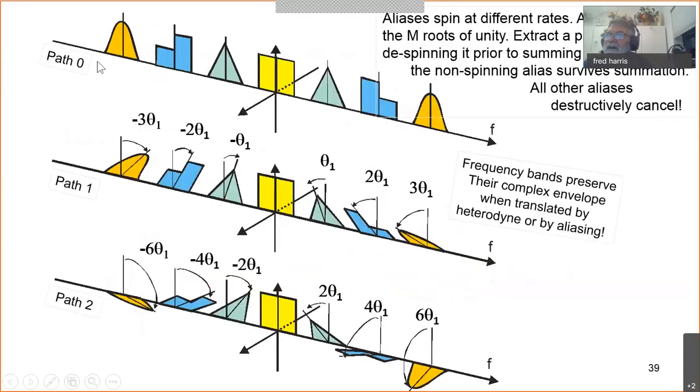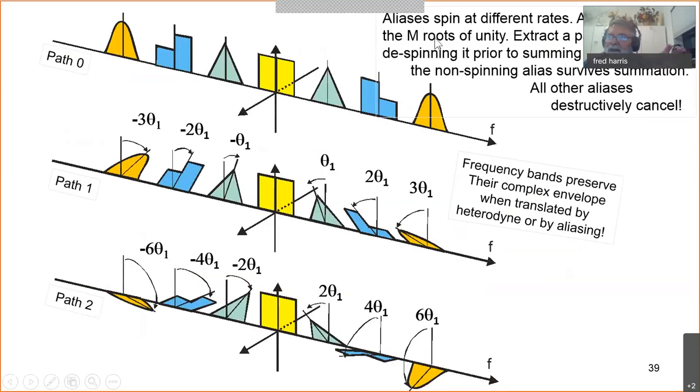See, these are all the spectra which are sitting on the frequency domain. Each of these spectra is spinning at a given rate. If this guy is at F naught, he's spinning at a rate which is F naught divided by FS times 2 pi. This guy's spinning twice as fast because he's at twice the frequency. He's spinning three times as fast. He's three times the frequency. Every one of them is spinning at a rate which happens to be the m roots of unity in an m path filter.